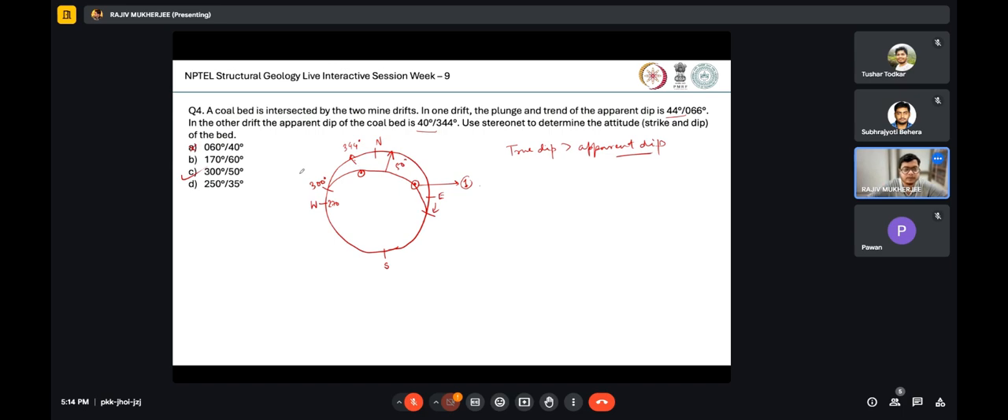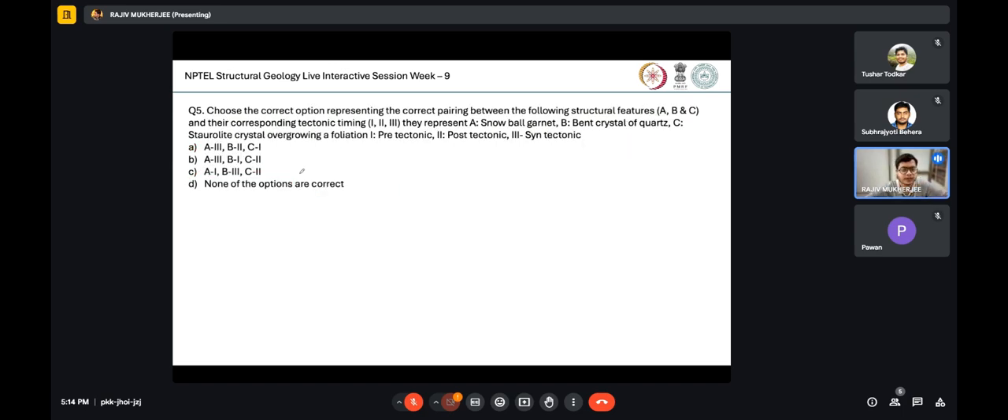Okay, so the next question: choose the correct option representing the correct pairing between the following structural features A, B, and C, and their corresponding tectonic timing 1, 2, and 3. They represent A, snowball garnet; B, bent crystal of quartz; C, staurolite crystal overgrowing a foliation, and the counterparts are 1, pre-tectonic; 2, post-tectonic; and 3, syntectonic. Sir, snowball is syntectonic. Then A and B. Exactly.